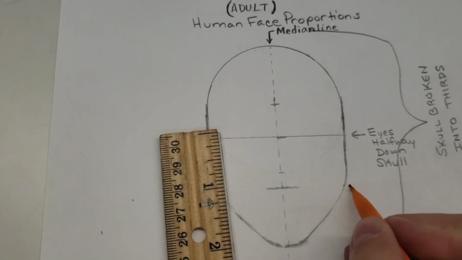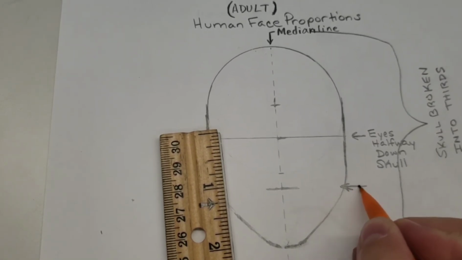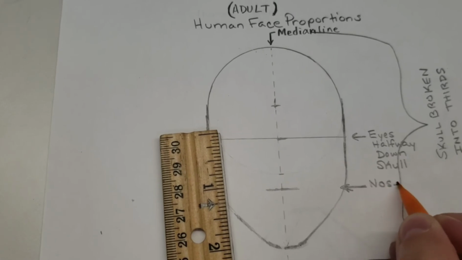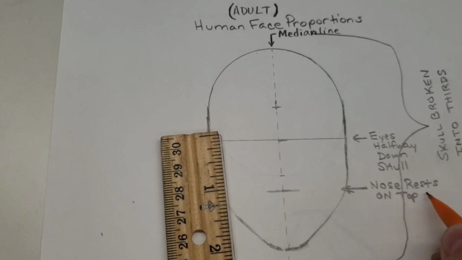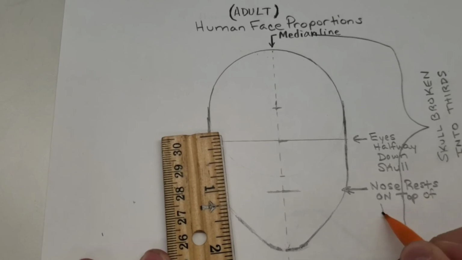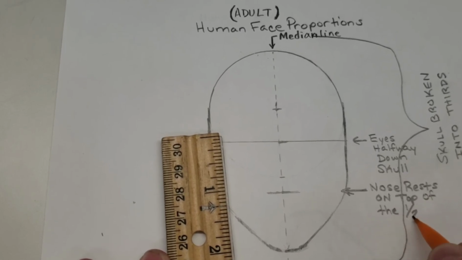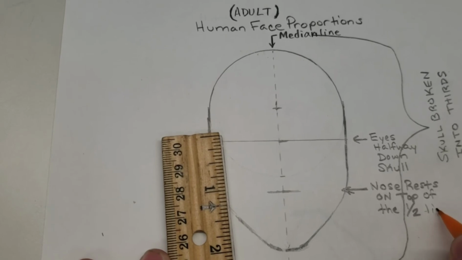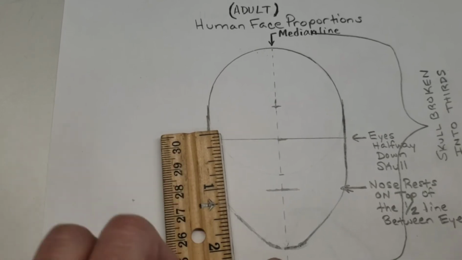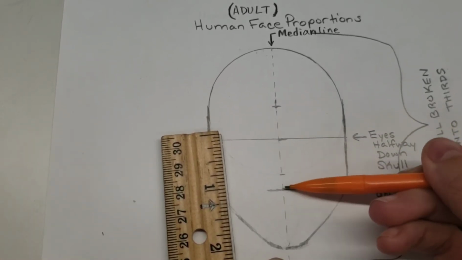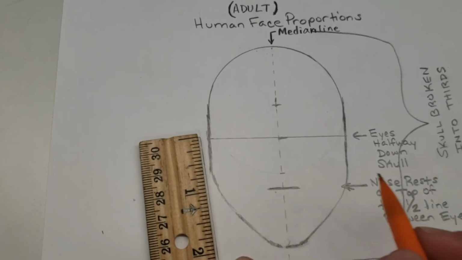So when we label it, we're going to put a little line that points to the nose. The nose rests on top or above. It rests right on top of the half line, making it shorter, between the eyes and the chin. So the bottom of the chin. So your nose sits on top of it, right? So you have to remember that. Now we'll talk about the width in a second.